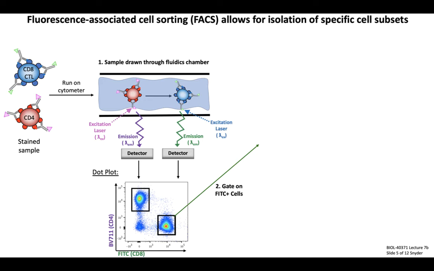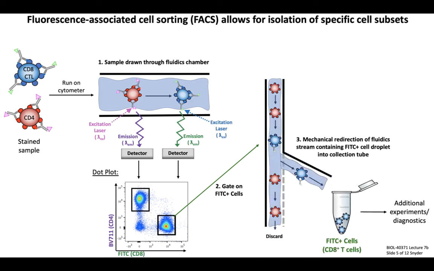You would then draw a box around the population that you want to sort, and these are the CD8 T cells that are FITC positive, and then enter this information into a program on the machine that tells the cell sorter to isolate FITC positive cells as they pass through the fluidic system. The cell sorter does this by physically redirecting the stream of single cell flow into a separate container whenever it detects a FITC positive cell.